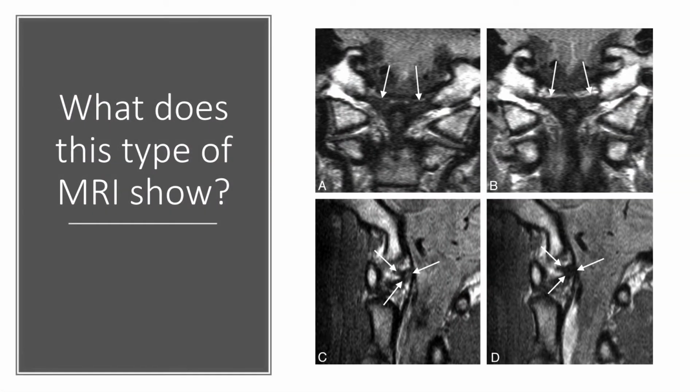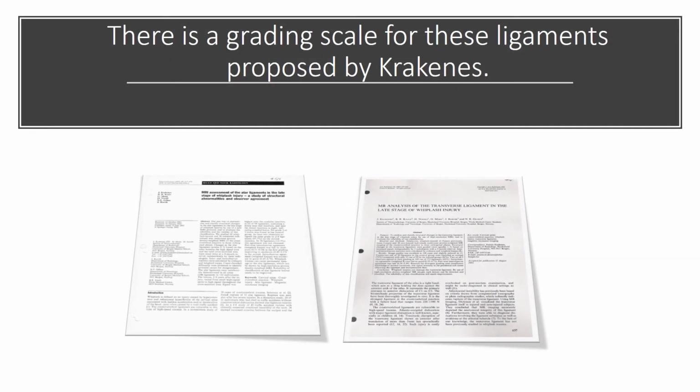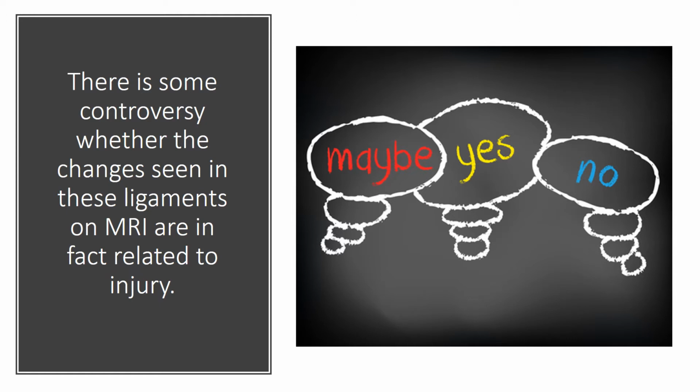So what does this type of very special MRI show? Well, it can show the alar ligaments, like those shown here, in some detail, not fantastic detail like we can see the ACL ligament in the knee, but pretty good detail. There's a grading scale for these ligament injuries proposed by a neuroradiologist by the name of Crockinus. There's some controversy whether or not the changes seen in these ligaments on MRI are in fact related to injury. This has gone back and forth. The bottom line is it depends on who you look at and when.